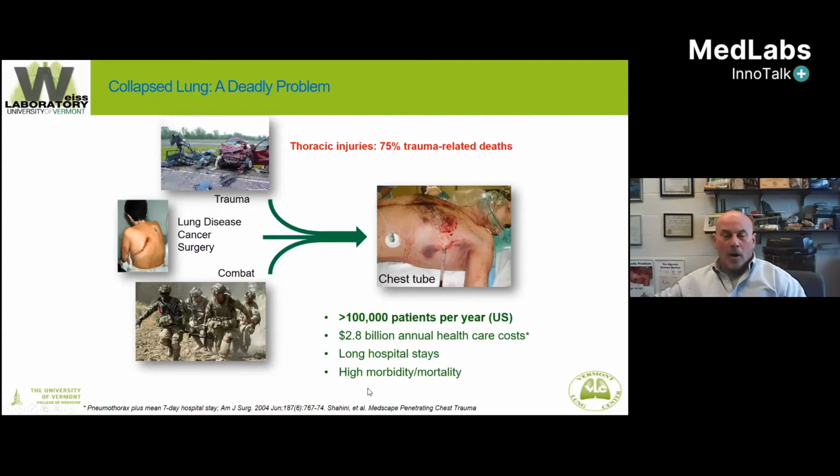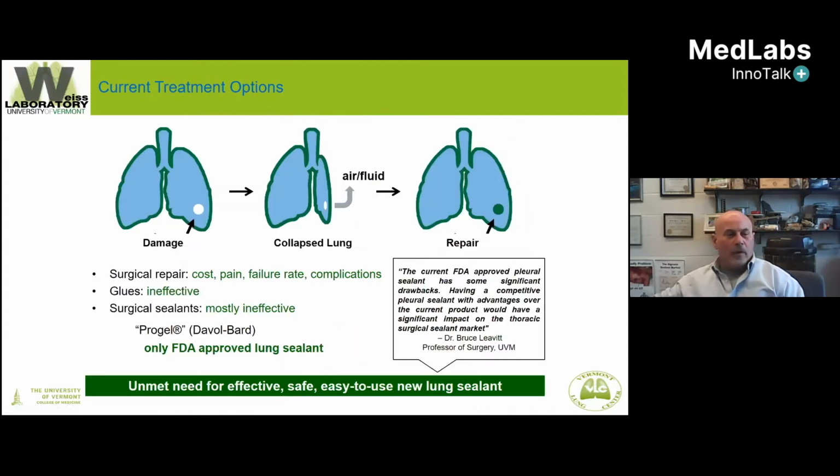And this is a real problem. This is old Medicaid database information, but there are a substantial number of patients per year, at least in the United States, a pretty high healthcare cost, and also, of course, morbidity, mortality, hospital stay. So there's an unmet need here. And so here's in schematic form, you see a lung, you damage it, put a hole, the lung collapses, air, fluid leaks out. And if we could come up with some sort of patch, that would be great.